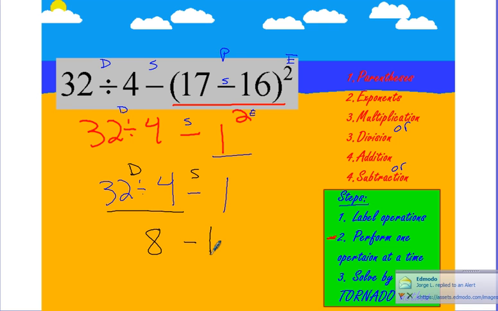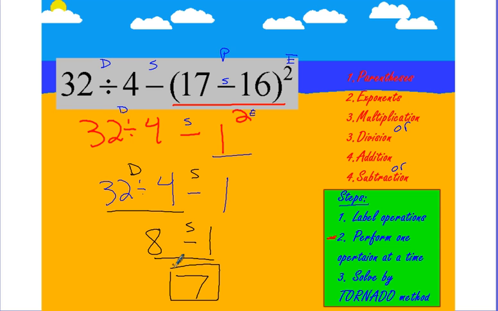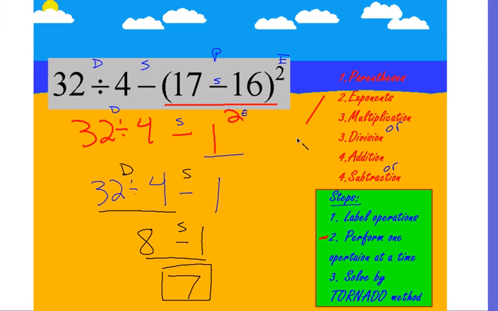I have my 1 here. I brought that down. All I have left is subtraction, so that's what I'm going to do. I have 7. And I box my answer. And I have here what we consider the tornado method, which is we started with our expression, and then we worked our way down to our final answer.